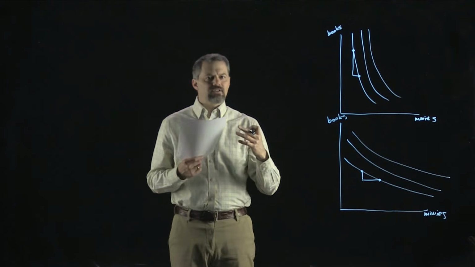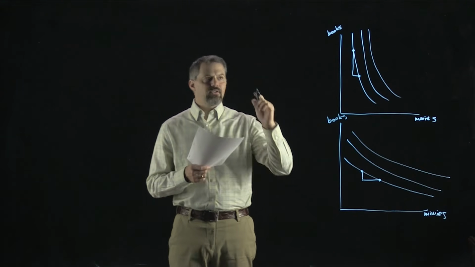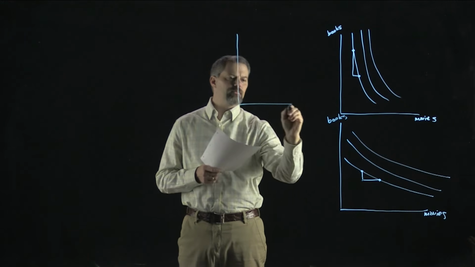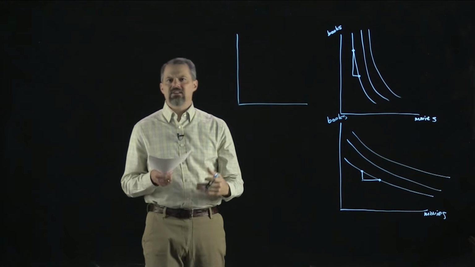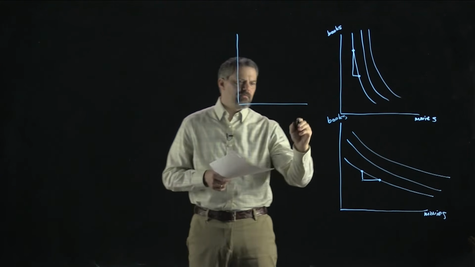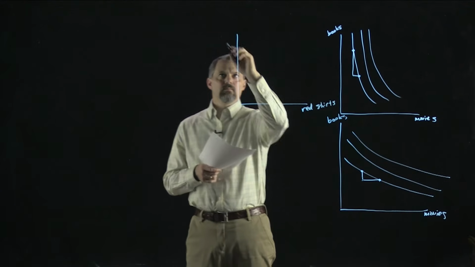We can also think about the curvature of indifference curves. And the curvature is going to tell us something about how substitutable the two goods are. So if we think about two goods that are very substitutable, we could think about, say, red shirts and blue shirts. Red shirts, blue shirts.